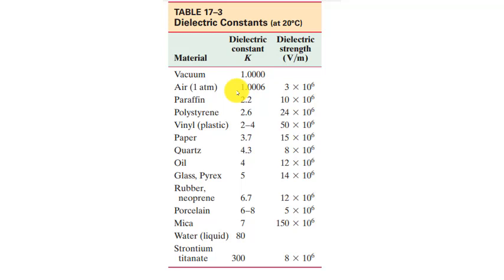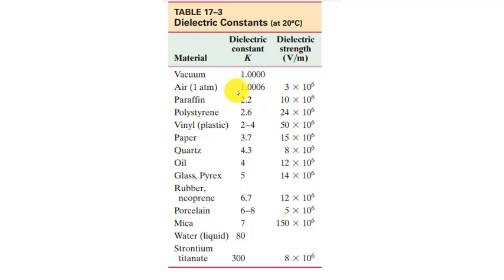Vacuum has the dielectric value of 1, air has the dielectric value of 1.0006, and oil has a dielectric value of 4, and see the dielectric value of water. It is about 80 times that of air and vacuum. So this is the reason why we use water in inverter batteries, domestic inverter batteries. I think you got my point. The distilled water that we use in our batteries has a very high dielectric constant value.